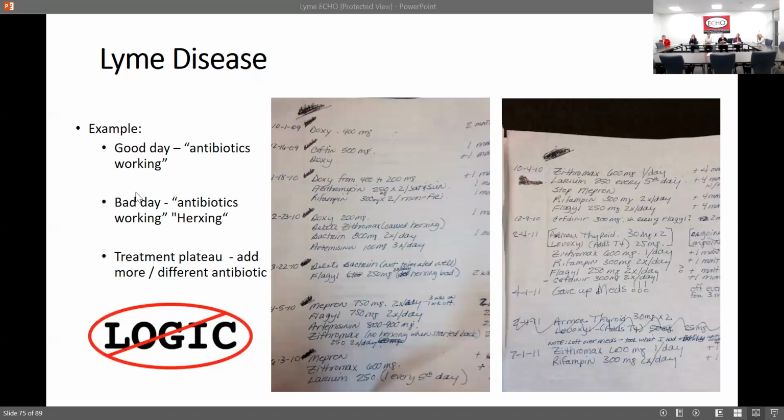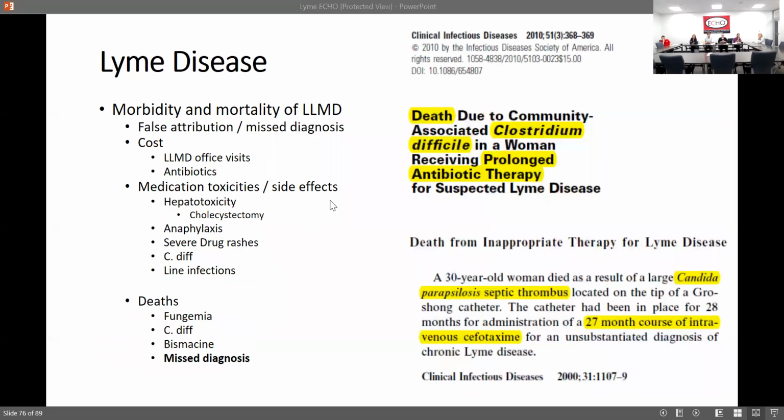Hey, this is working. If you're having a bad day, oh, it's because we're killing so many spirochetes, you're herxing. You're having a Herxheimer reaction. This is now in the lingo of people who suffer from Lyme. And then, oh, you're just not getting any better. We need to add more. And I've seen innumerable patients with this. And by the way, what happens?